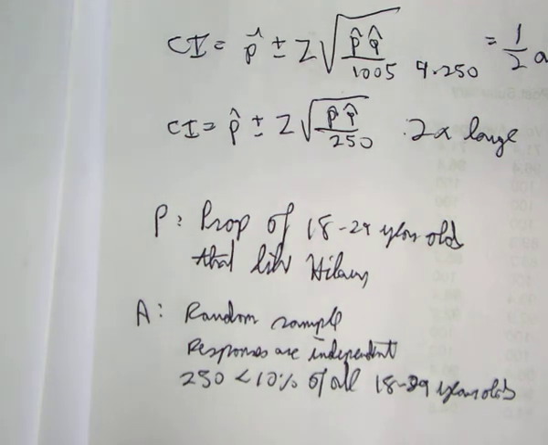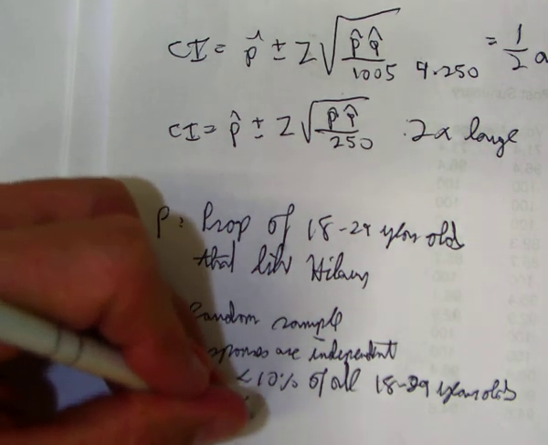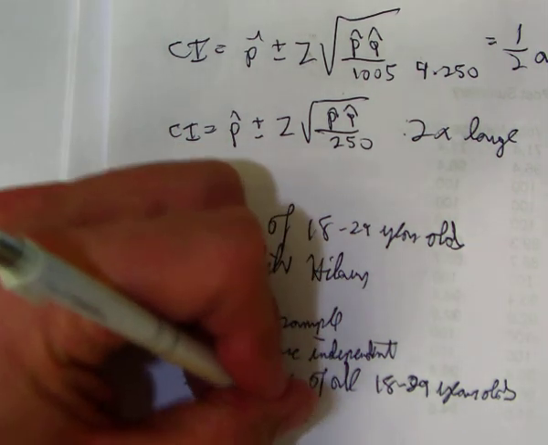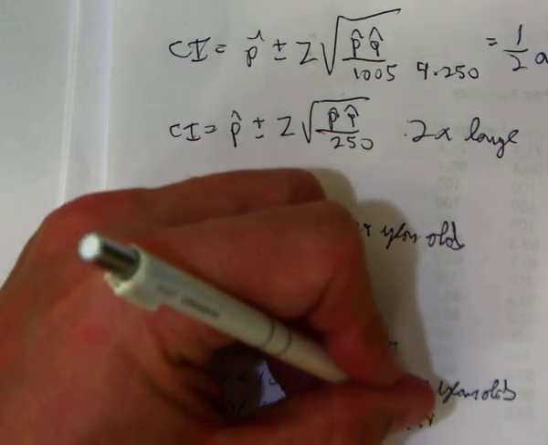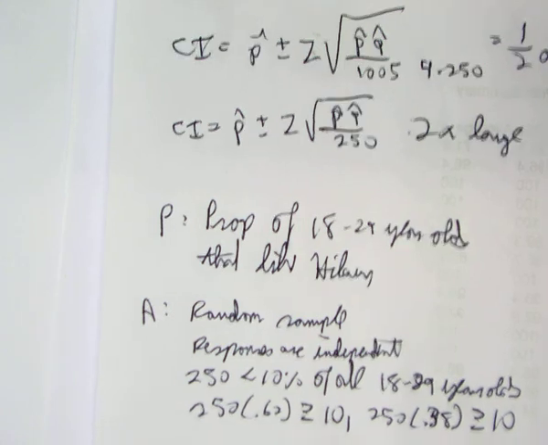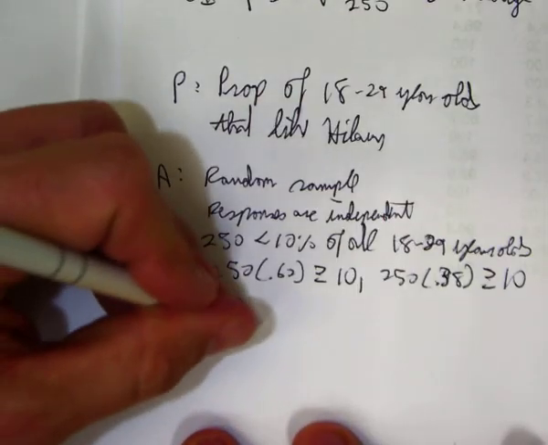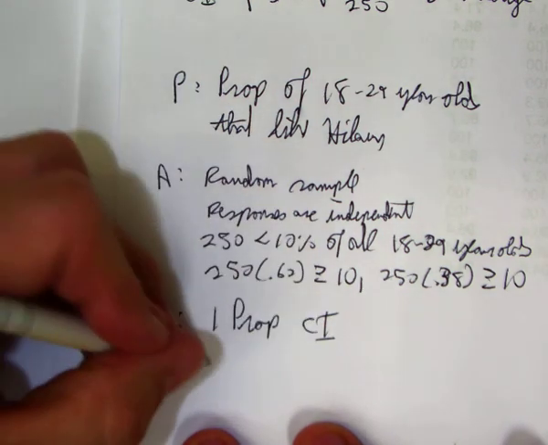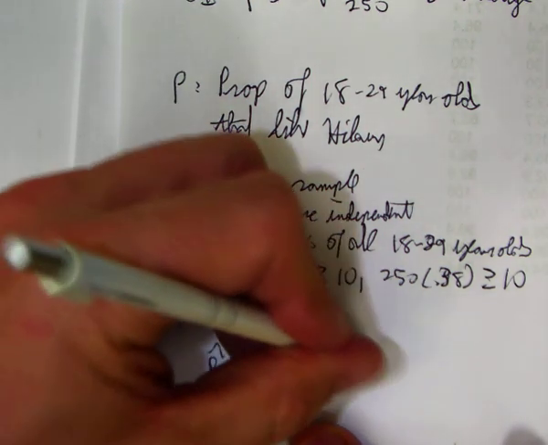And then n p hat and n q hat would be 250 times 0.62. That's at least 10. And 250 times 0.438. That's at least 10 as well. So those are our assumptions and conditions. Name it. This is a one prop confidence interval. P hat is 0.62. Q hat is 0.38.